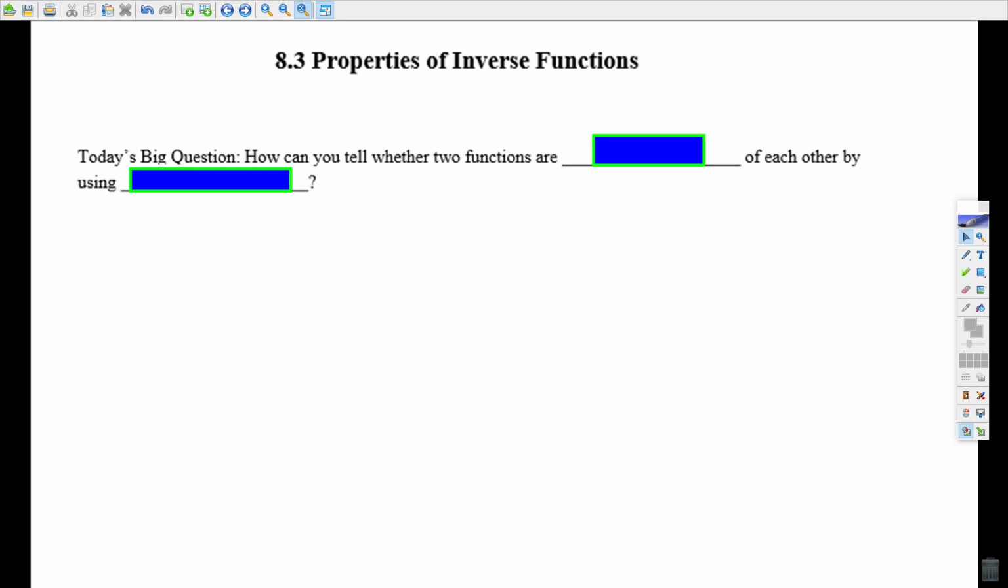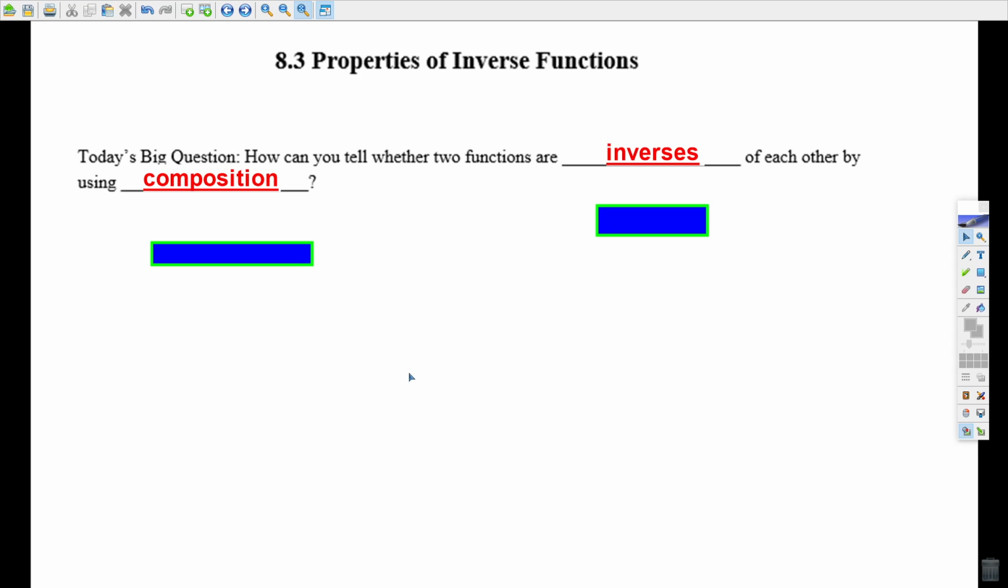So for 8.3, we're going to now be combining the two things we just talked about in the last two sections. We're going to do composition of functions, and we're going to do inverses, and how are they related. So today is the properties of inverse functions. The question is, how can you tell whether two functions are inverses of each other? By using composition. And so we'll eventually get to how these two things are related.